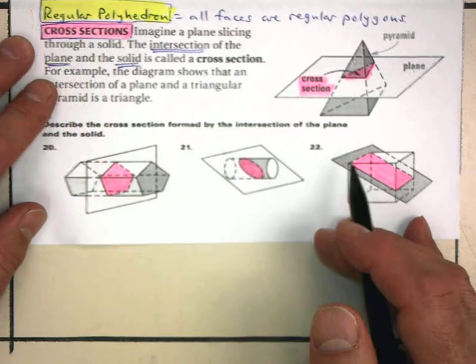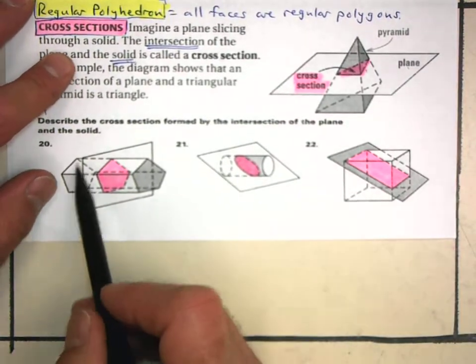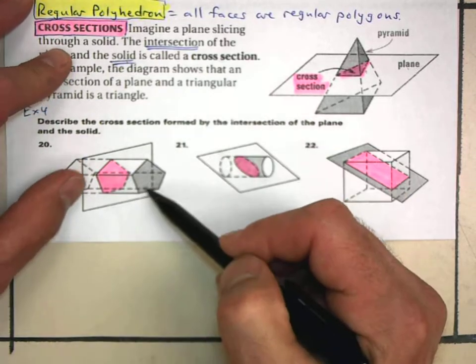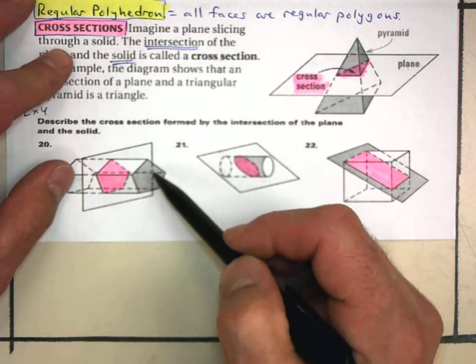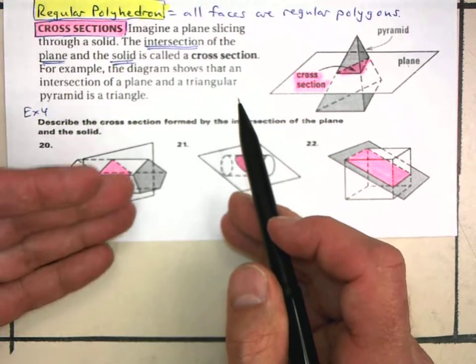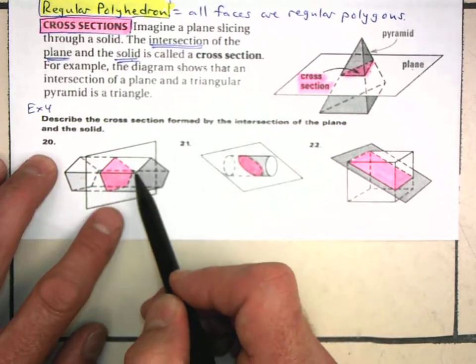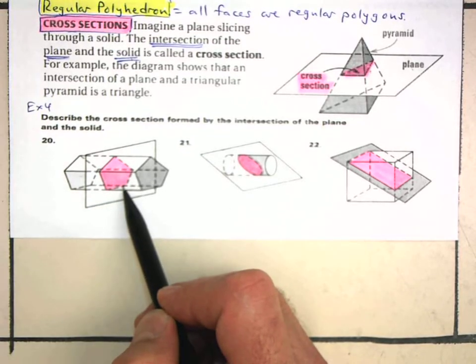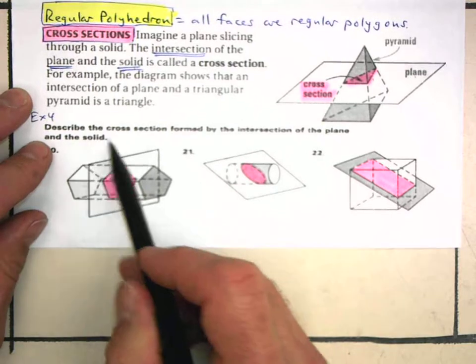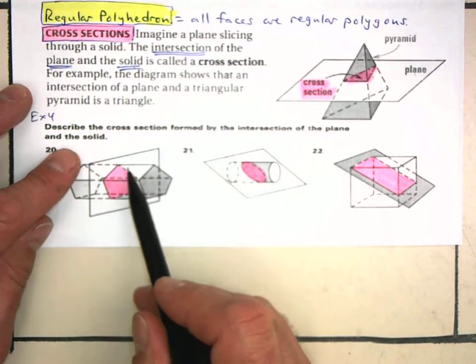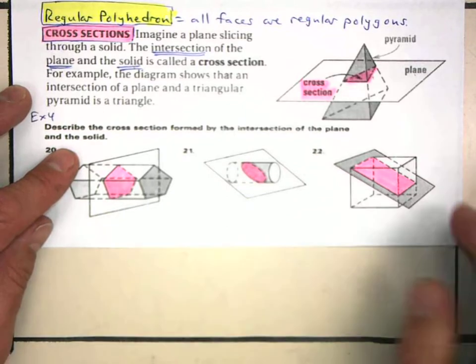I've tried to give you ones that were clear. So this is a pentagonal prism. Here are your two bases on the sides here, and here is your plane that's cutting this thing in half. And so in the pink here, I've tried to emphasize, this is your cross section. So they're asking to describe the cross section formed by the intersection of the plane and a solid. So what kind of a cross section is being made there?